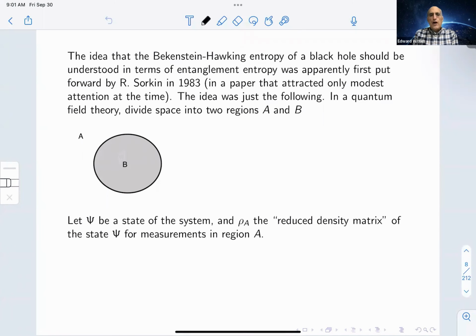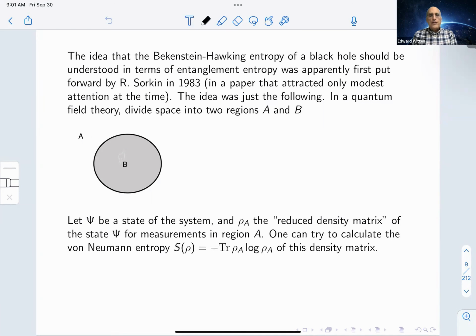Then Sorkin considered a state psi of the whole system. Given such a state, you can try to define its reduced density matrix for measurements only in one region, say region A, in the case of the black hole, the region outside the horizon. Then you can try to calculate the von Neumann entropy of this density matrix. Sorkin's idea was that roughly the Bekenstein-Hawking entropy would be the entropy of such a state for an observer who's only making measurements in region A, so that what that observer sees is only the density matrix rho A. Therefore, this would be the appropriate entropy for that observer.